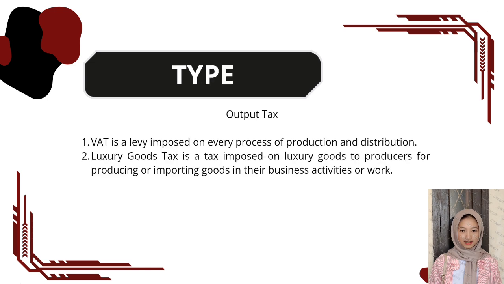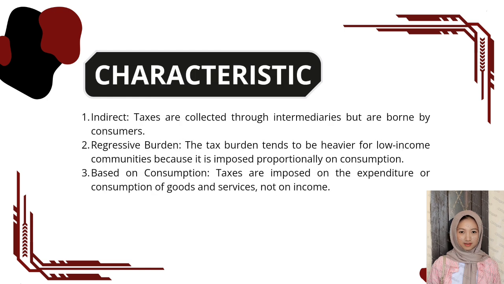Types of output tax. 1. VAT is a levy imposed on every process of production and distribution. 2. Luxury goods tax is a tax imposed on luxury goods to producers for producing or importing goods in their business activities or work.